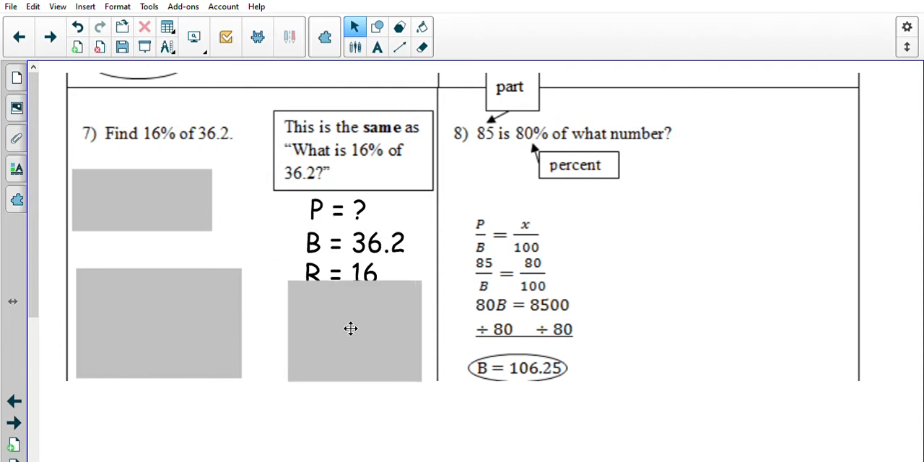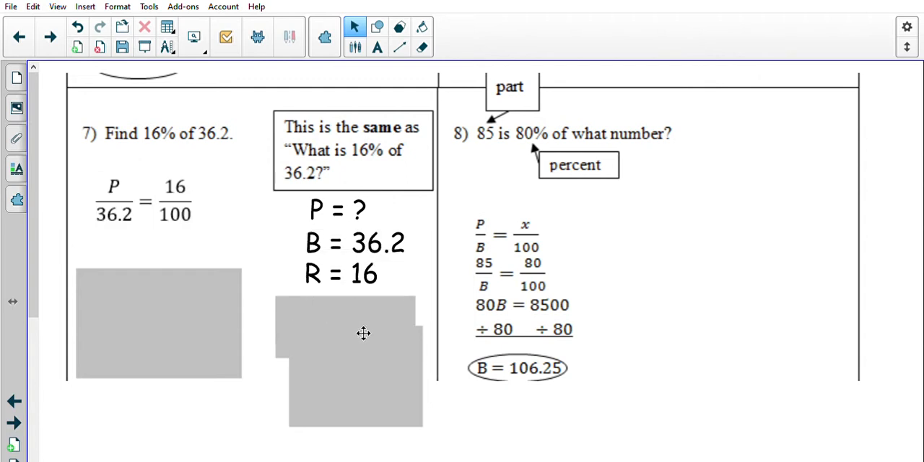My base is 36.2. R is 16, since that's our percent, and the part is different here. Don't be confused between percent and part. The part is my unknown, because this problem is really the same as what is 16% of 36.2, but it's worded as a command instead of as a question. So P over B is P over 36.2 equals R, which is 16 over 100.